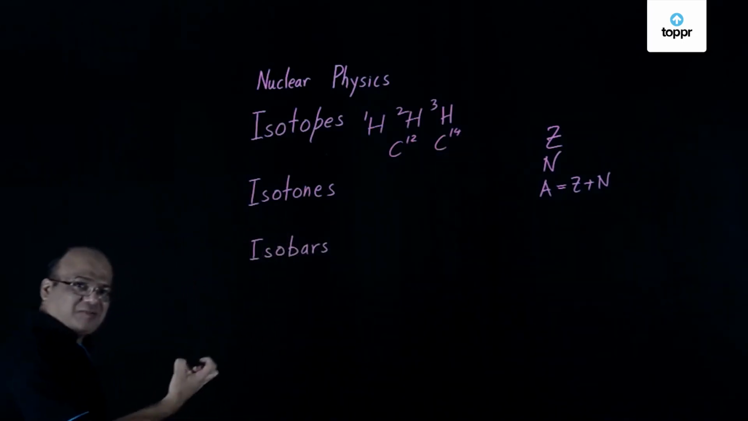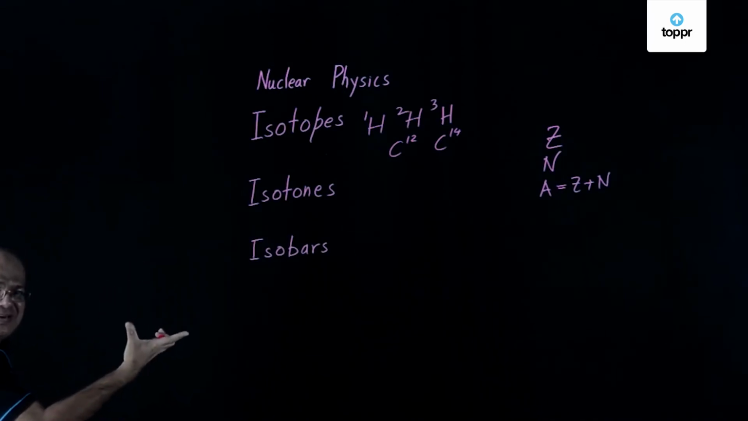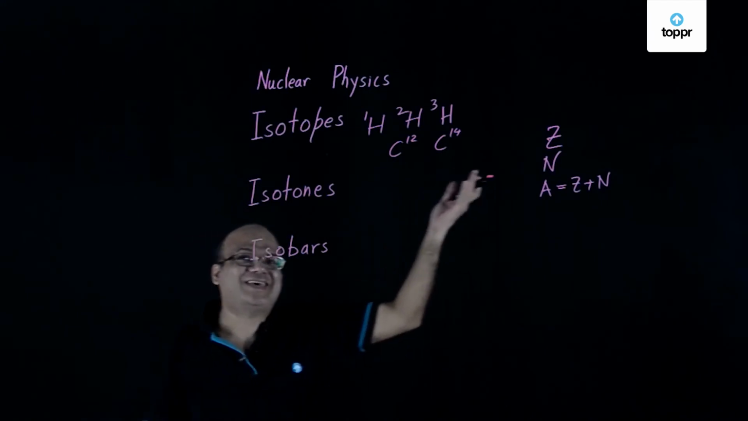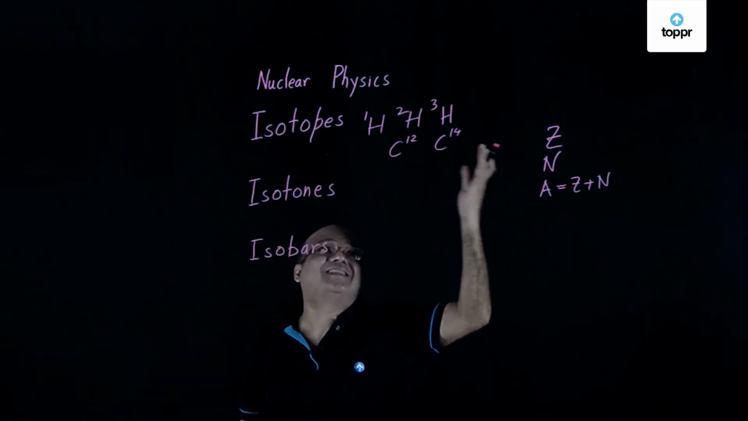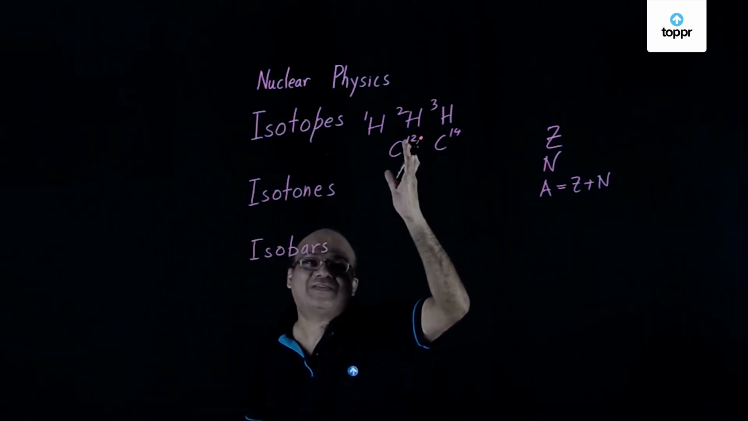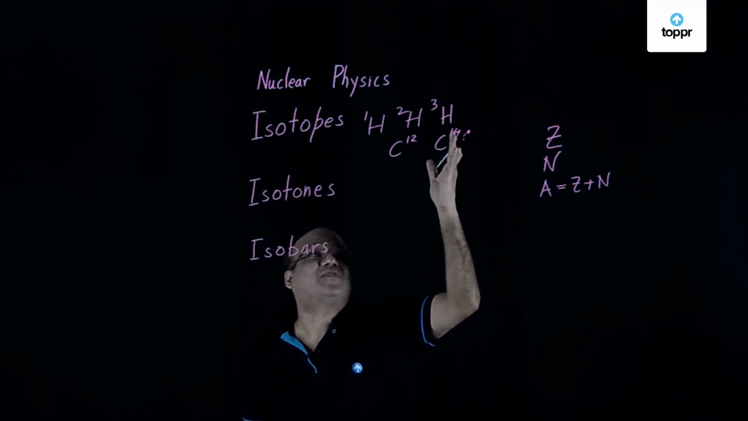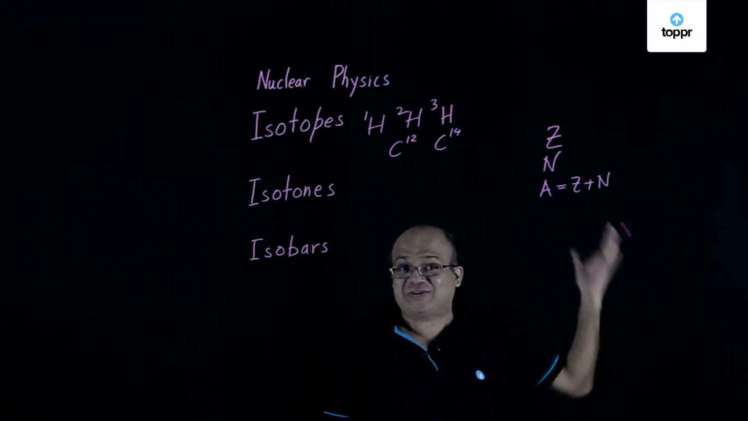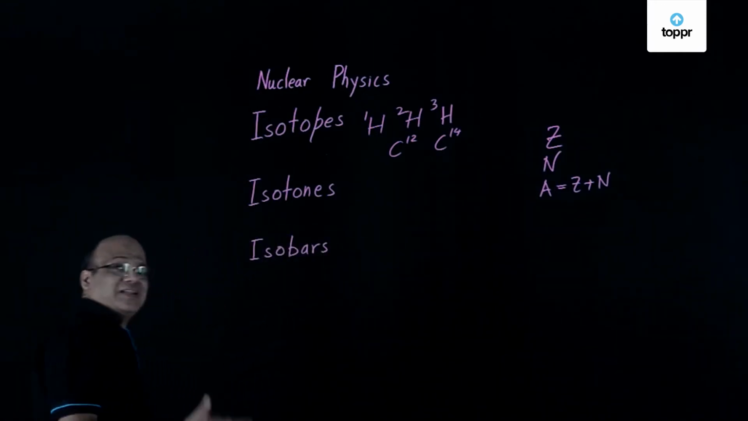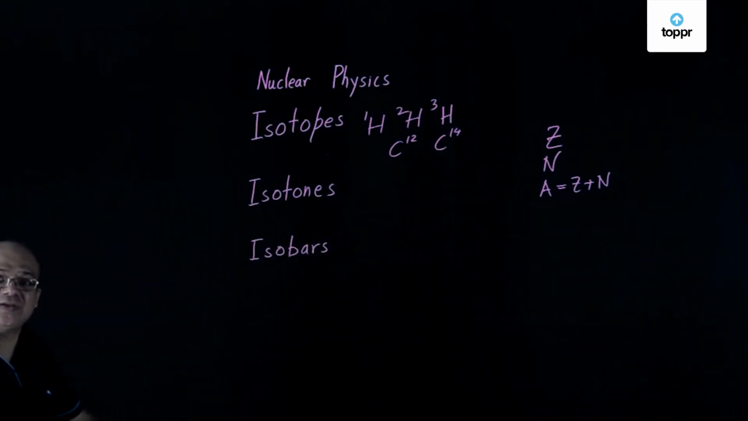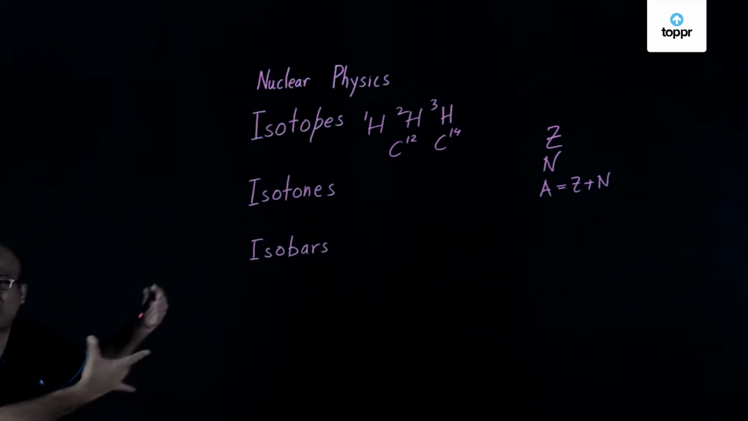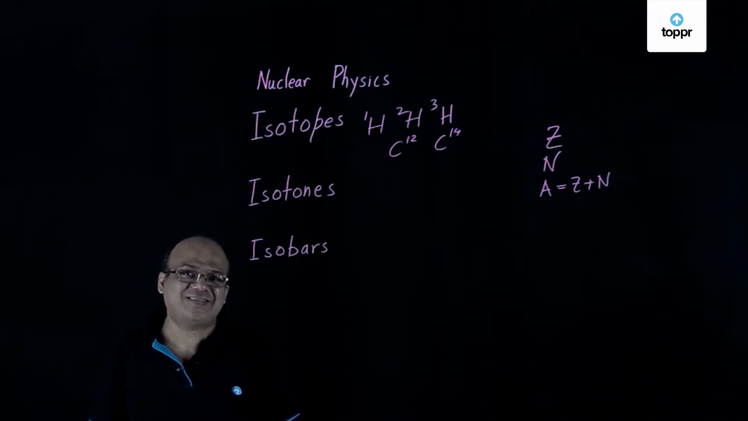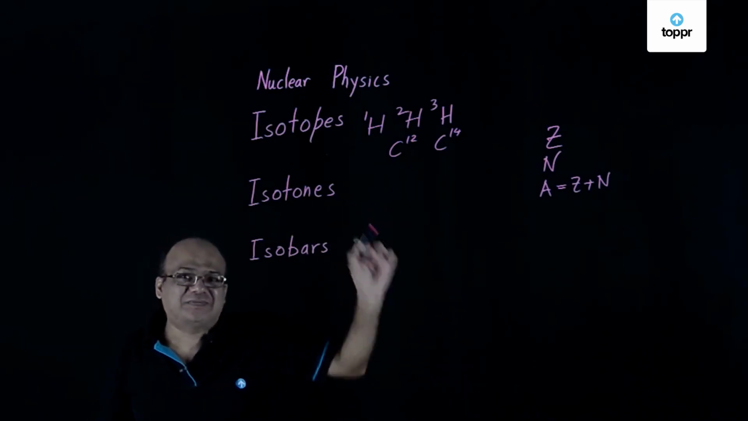Both of these have 6 protons. They are the same element, carbon, but in the first case the number of neutrons is 6. In the second case the number of neutrons is 8. Carbon 14 is radioactive. Carbon 12 is stable. Carbon 14 decays by beta decay and converts to nitrogen 14. That is very important for carbon dating, to find out how old a particular rock, fossil, or tree is. You can find out using this concept.